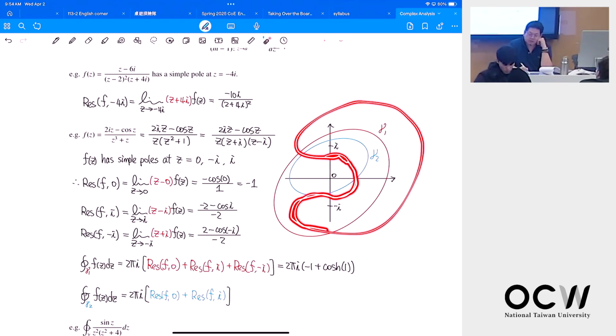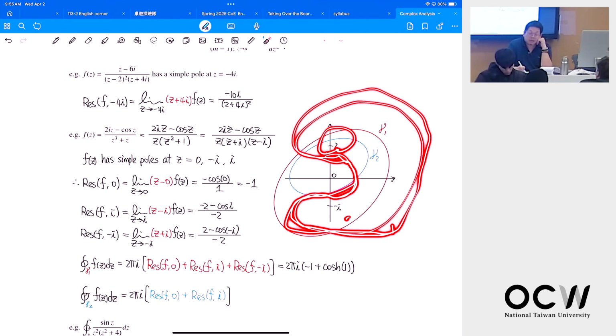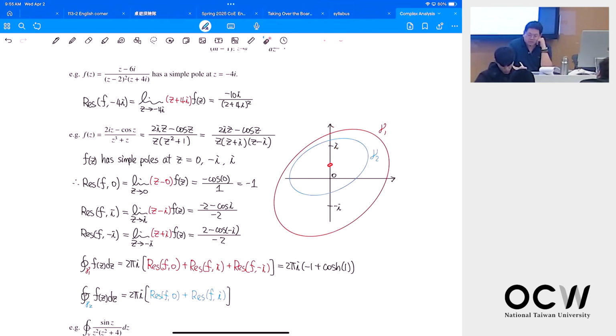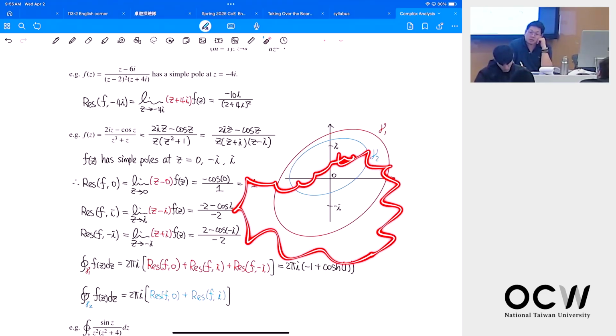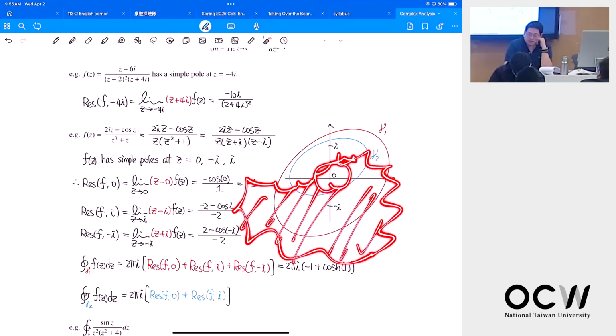what is the circular integration? Minus i, and 2 pi i times the residue at i, and also 2 pi i times the residue at minus i, right? If I have this curve, then my circular integration will be 2 pi i times what? The residue at 0 plus the residue at minus i, right?